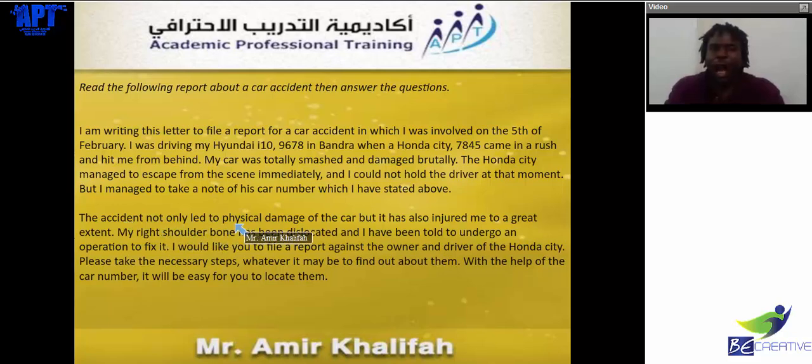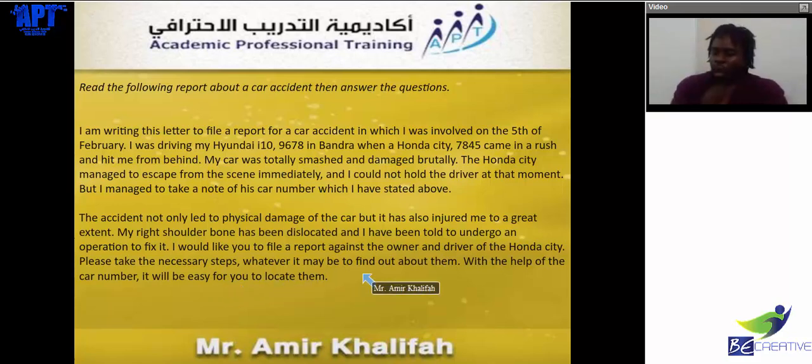The accident not only led to physical damage of the car, but it has also injured me to a great extent. My right shoulder bone has been dislocated, and I have been told to undergo an operation to fix it. I would like you to file a report against the owner and driver of the Honda City. Please take the necessary steps, whatever it may be, to find out about them. With the help of the car number, it will be easy for you to locate them.